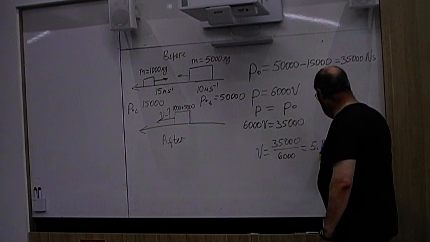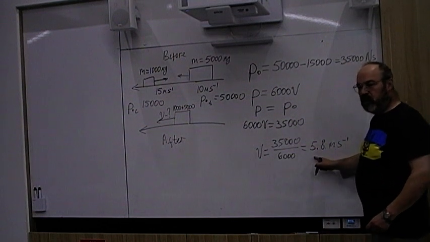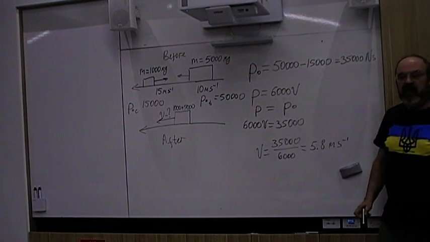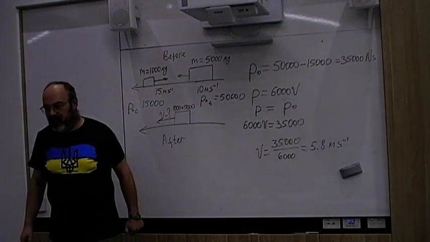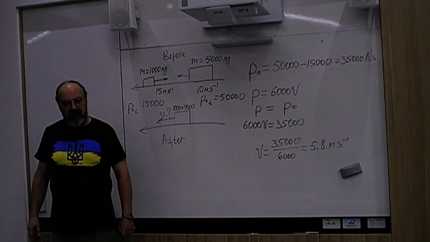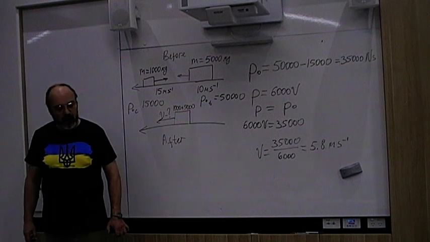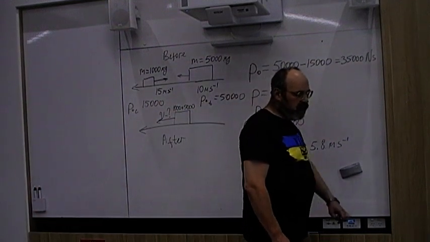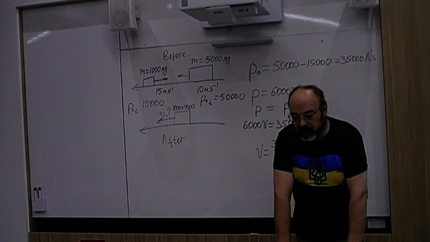5.83. Let's round to one decimal place: 5.8 meters per second. Can you please check if I divided correctly? Yeah. So they will move with the speed 5.8 meters per second to the left. Makes sense? There is one more thing related to momentum, to collision. Collisions can be elastic or inelastic, but we'll cover it another time.